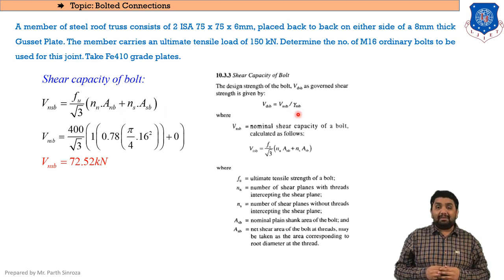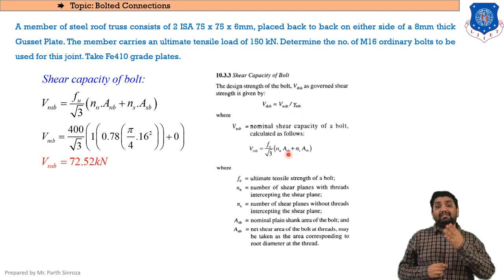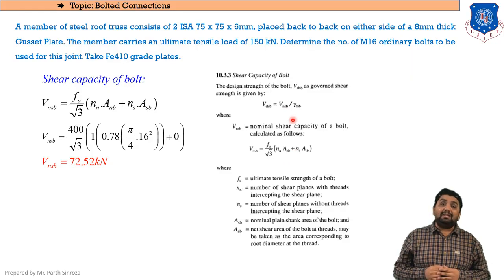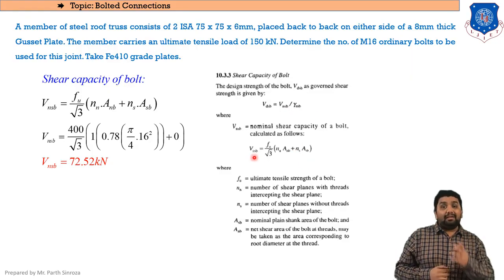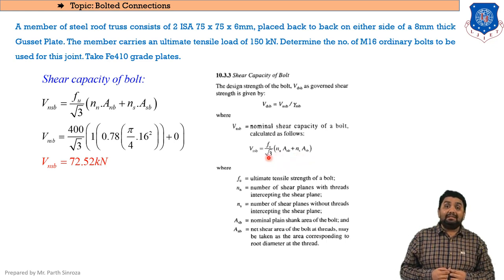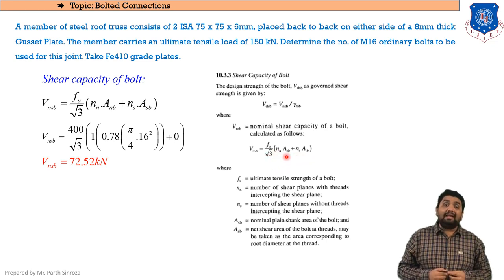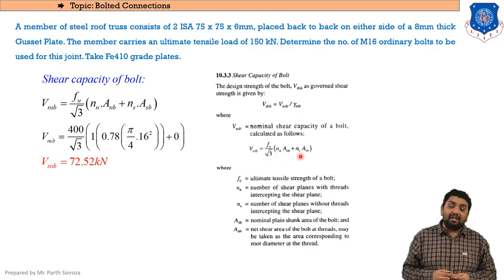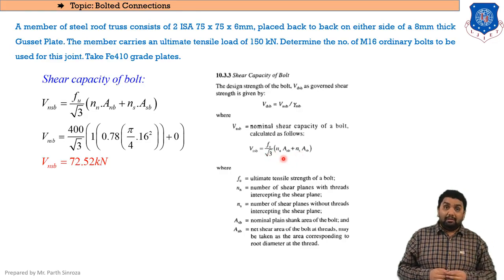VDSB will be our design shear capacity, and the equation for it will be VNSB upon gamma MB. VNSB is our nominal shear capacity. For VNSB, the equation is Fu by root 3 into (nn Anb plus ns Asb). As we have discussed in the last lecture, nn is the number of shear planes in the threaded region and ns is the number of shear planes in the shank region. And if we are getting double shear here, in the last lecture we discussed that the number of shear planes in the threaded zone was 1 for our lap joints, and here we are getting 2 shear planes, that is, the bolts were in double shear as we saw in the last figure.